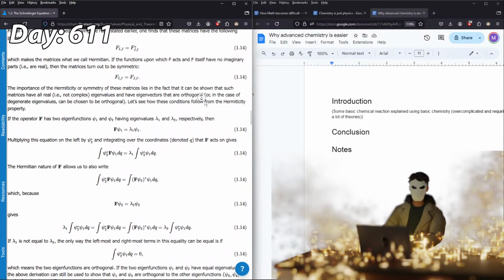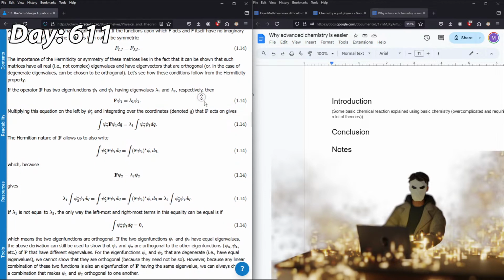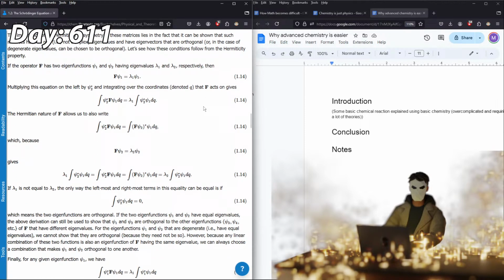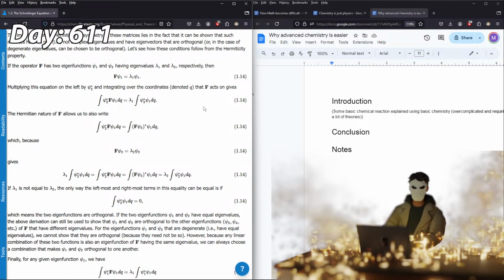eigenfunctions having eigenvalues respectively, and multiplying this equation on the left by psi and integrating over the coordinates named by q, that f acts on gives this.